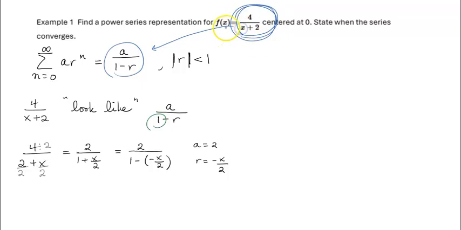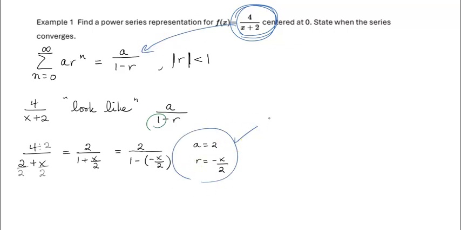To get from here to that form, to be able to see what is our a and what is our r. I said what is our r and what is our x, but I meant what is our a and what is our r. Because once we have our a and our r, I'm just going to be filling them in to what the power series is.